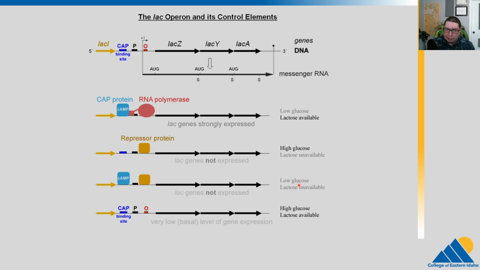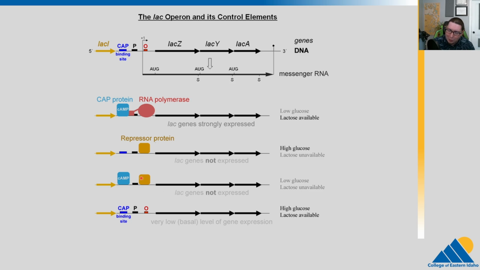All right, let's look at a bad situation. Low glucose, low lactose availability. The genes are not going to be expressed. We don't have any lactose, so we can't afford to waste energy, because we also don't have any glucose, right? It takes energy to make these genes. We can't waste it, right? So everything is blocked. Everything is off.